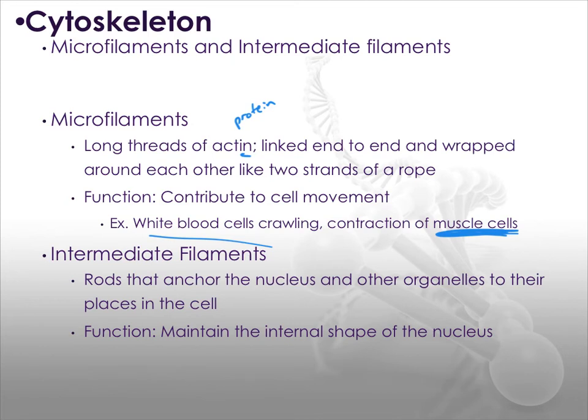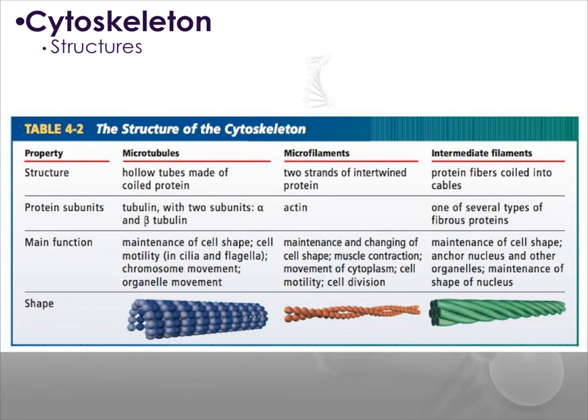We have something called intermediate filaments. These are rods that anchor the nucleus and other organelles to their places within the cell. So that's their specific job, right? Holding it exactly where it's supposed to be. It maintains the internal shape of the nucleus. Okay, so here's kind of what those look like, all put together: microtubules, microfilaments, intermediate filaments. Okay, their structure and their function, all summarized together.